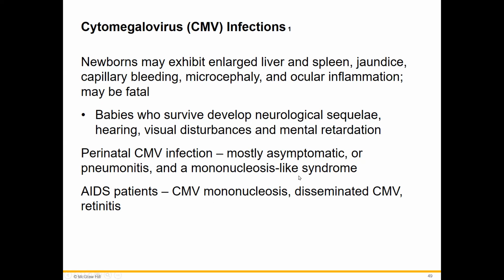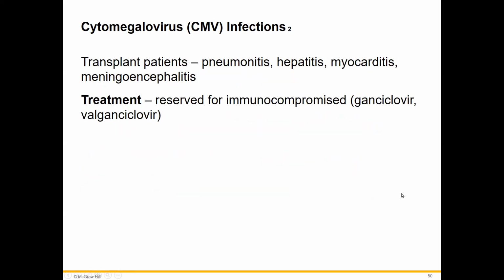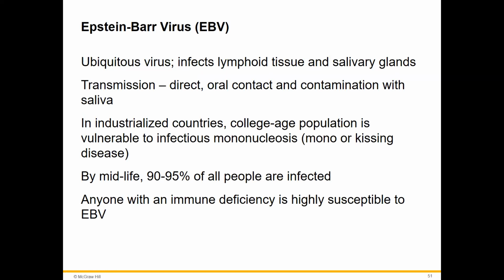Perinatal CMV infections are majority asymptomatic. You could have a mononucleosis-type syndrome. And if you are AIDS or immunocompromised patients, you can get CMV mononucleosis or even disseminated, so systemic, cytomegalovirus. Transplant patients are at higher risk as well. Really, you're not treating anyone unless it's an immunocompromised person.